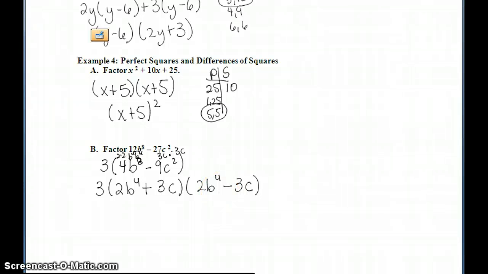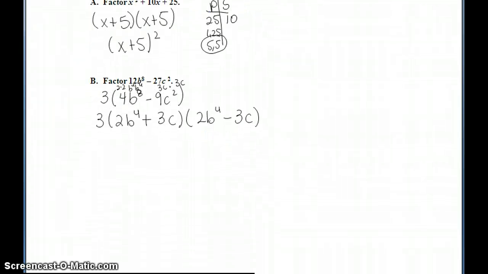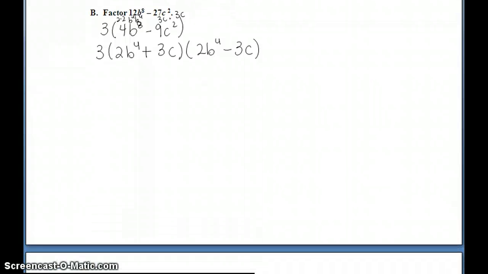I like those because they're pretty quick, and I know you remember those. There's some easier ones than that one, but that's how you can do one of the more difficult ones.